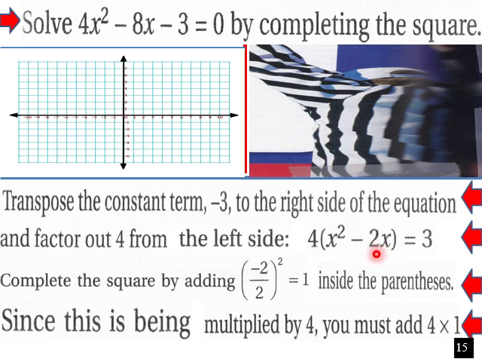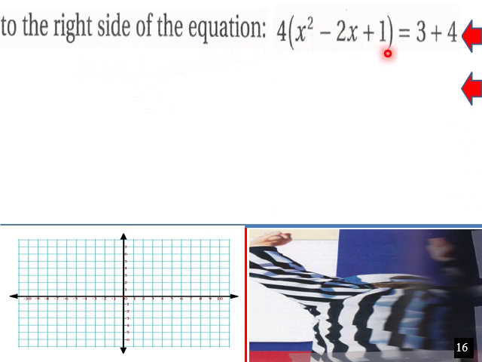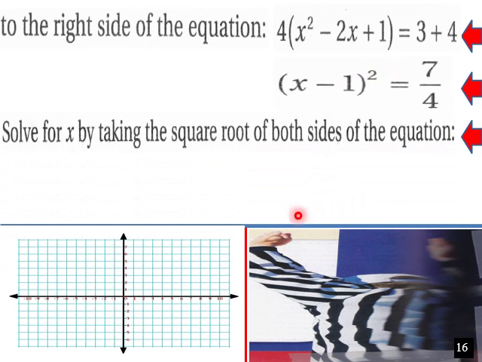So this is your b here. So 4 times 1, you've got to add that to both sides. When you do that, you get 1 here, and then 4 times 1 equals 4, and you add that over here. So x minus 1 is a perfect square. x minus 1 squared equals 7 over 4, because we divide 4 out from both sides.